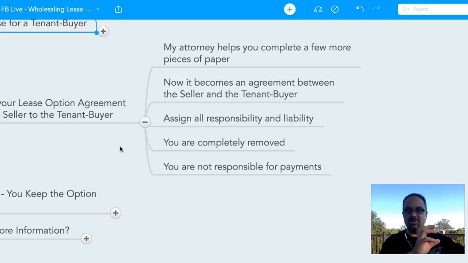Once you assign and sell that agreement, it becomes an agreement between the seller and the tenant buyer. Okay, I'm assigning all responsibility and liability. If this is a wholesaling lease option deal, if I'm going to be out of the deal, I'm assigning the contract to the tenant buyer, and I'm done. I'm out. I don't have any more liability. I'm completely removed. I'm not responsible for making the mortgage payments. I'm not responsible for making any repairs. Does that make sense? Obviously, it's different if I'm staying in the middle, but most of the time, the numbers don't work, and so I'm just selling all of my interest in that original contract to the tenant buyer, and I'm out of the deal.